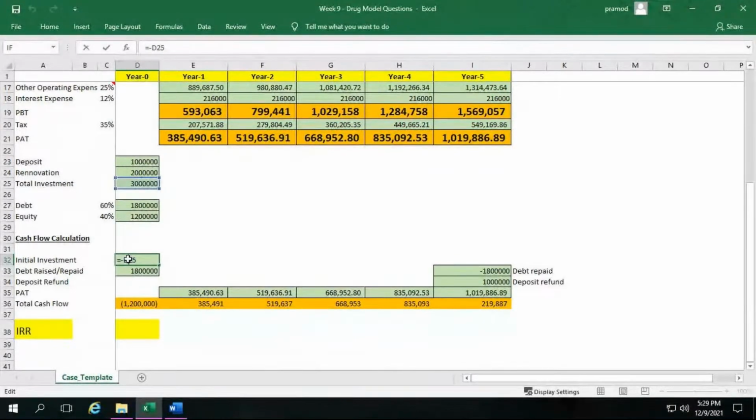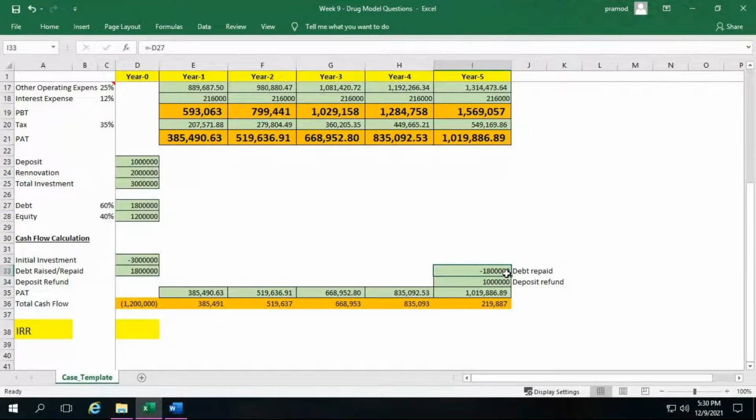Next is debt raised. In the zeroth year, they are telling me what is the debt raised. So of the total investment, 60% is my debt raised. In the beginning, I have it. At the end, the debt has been cleared. So for the 5 years, how much I'm clearing, I'm not taking. I'm directly showing you the debt repaid amount as minus.